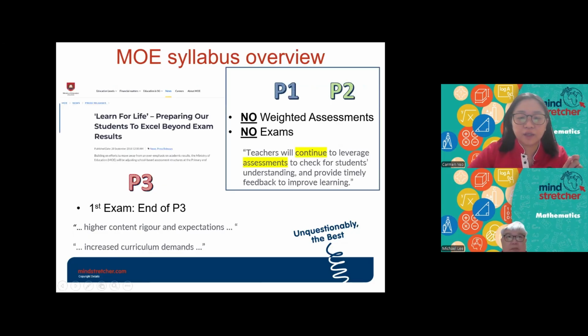All right. So we should all be very familiar now that in primary one and primary two there are no exams. Okay, there are no weighted assessments, there are no exams. Okay, if there is any, it would be non-weighted. Okay, in primary one and primary two, it may be just a class quiz. Okay, it may be an assessment, but it's non-weighted. Right, so in primary one and primary two, it's very stress-free for the students because they don't need to sit for any examination or test.